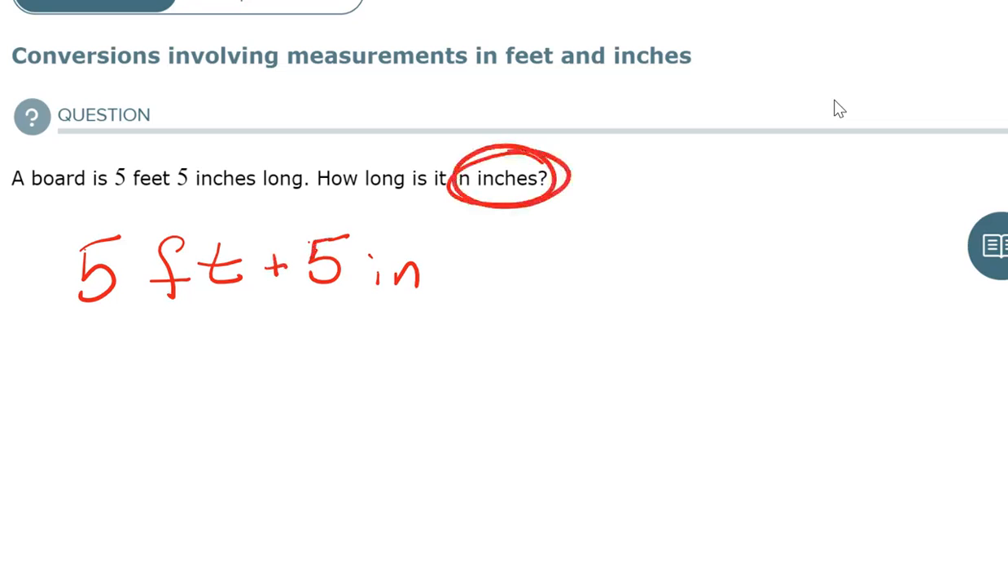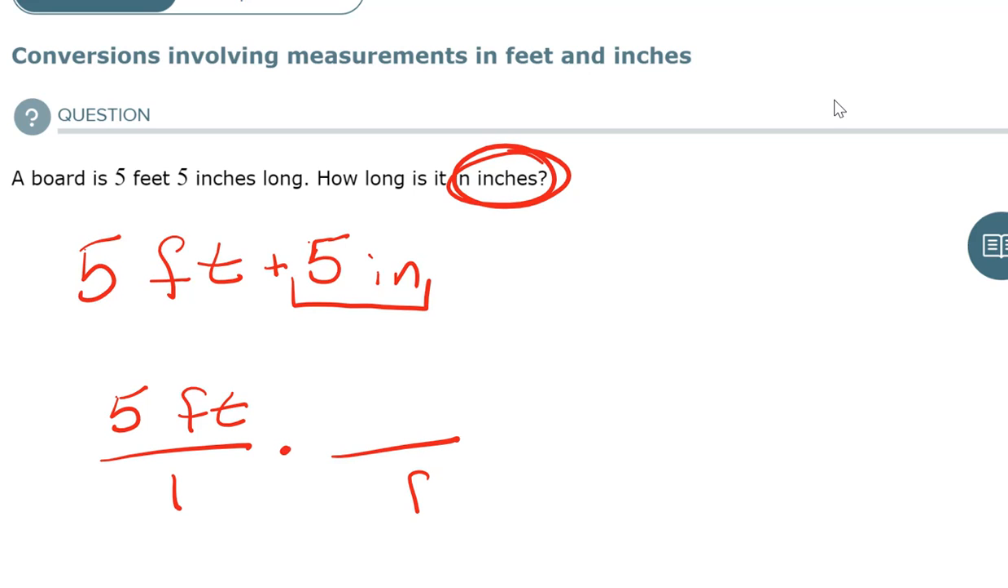And I want everything in terms of inches. Well, part of it's already there. So I can just leave my 5 inches alone. So I'm going to take my 5 feet. I can call it 5 feet over 1. I want to get rid of feet. So feet are going to go on the bottom. I want inches. Inches are going to go on the top.